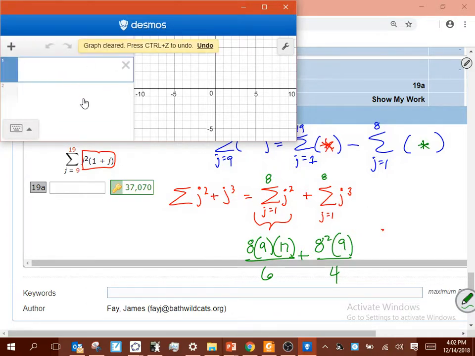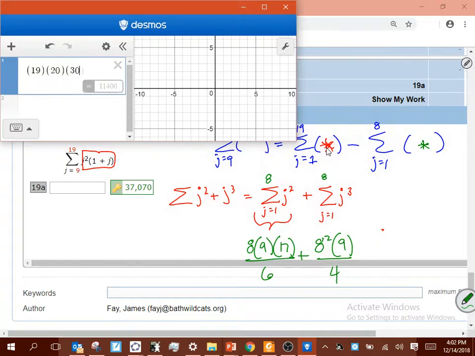I erased some stuff haphazardly, so let's see if I can go from memory here. This object that goes here would have been 19 times 19 plus 1, which is 20, and then 2n plus 1, so it'd be 39. And then we put that all over 6. And then we're going to add to that.